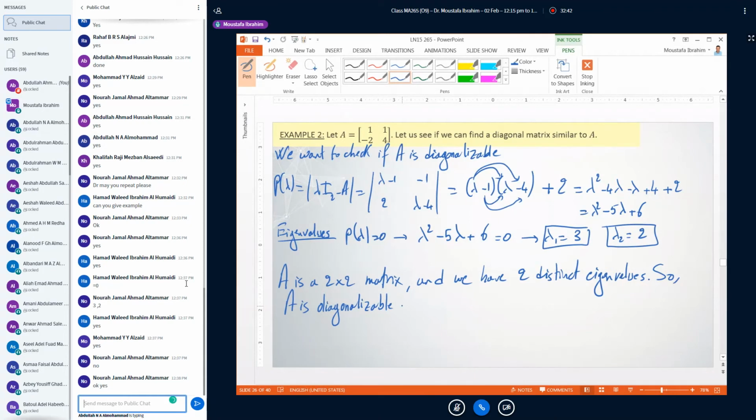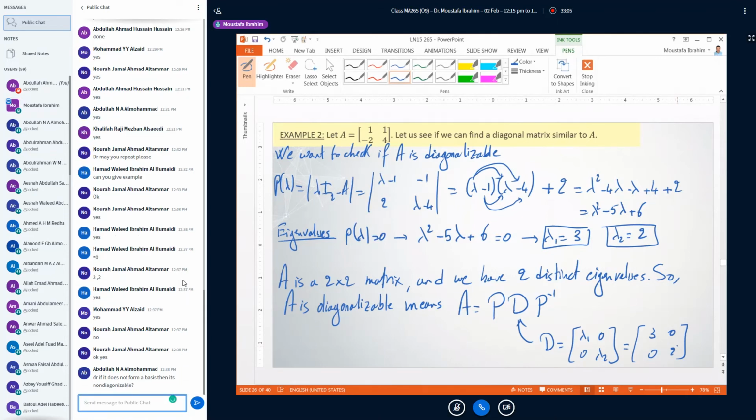What does this mean? It means A is equal to P D P minus 1. And how to write this D? D is equal to lambda 1, 0, 0, lambda 2, which means lambda 1 is 3, 0, 0, 2. So you see, it's similar to a diagonal matrix. This one is diagonal. Always, if it's diagonalizable, it means similar to a diagonal matrix.